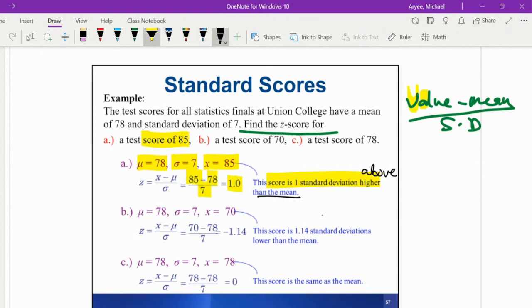Now the next one, for example, says the score is 70. You have the information here: 70, value minus the mean over standard deviation. That will give you negative 1.4. Now, because it is negative, you're going to say that the score of 70 is 1.4 lower. Here the word lower means below the mean. It's 1.4 standard deviations below the mean.